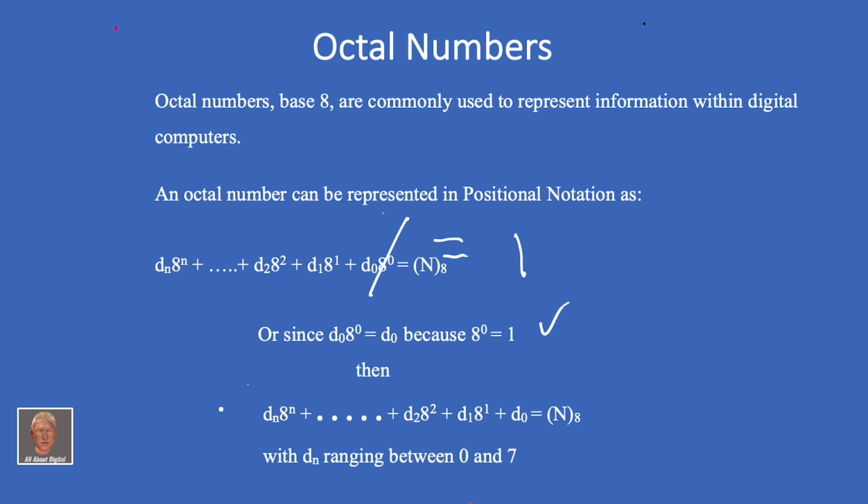So the general formula for an octal number in positional notation is d_n times 8 to the n, all the way down to d_0, and that's equal to the number in positional notation to the base 8. Now the digits range between 0 and 7, because we know that the digits in a base system run from 0 to the radix minus 1, and the radix is equal to 8. So the digits are 0 through 7, for 8 digits.